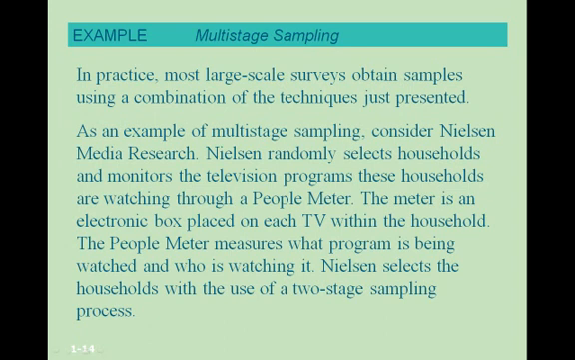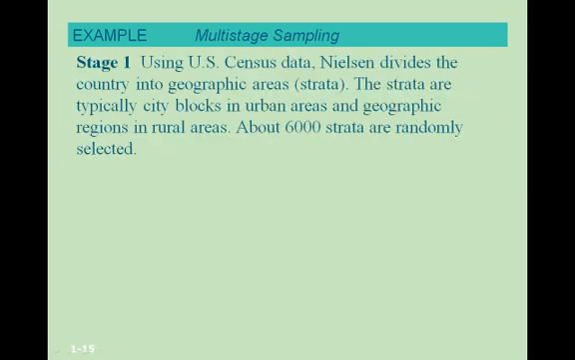Nielsen selects the households with the use of a 2-stage sampling process. Stage 1, using U.S. Census data, Nielsen divides the country into geographic areas, or strata. The strata are typically city blocks in urban areas and geographic regions in rural areas. About 6,000 strata are randomly selected.